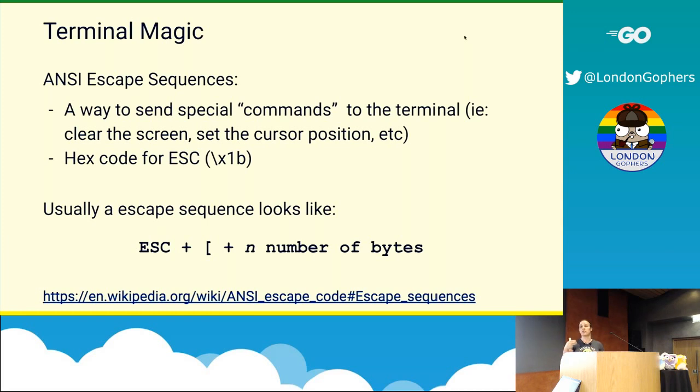And you want to change the background color. So this is what an escape sequence looks like. You have the byte code for ASCII escape, 0x1b in that case. Then you have the left square bracket, and then the n number of bytes. You can read more about this on Wikipedia.